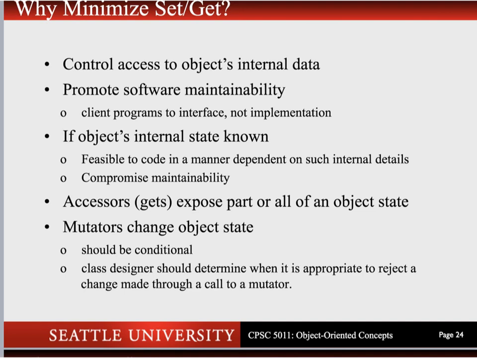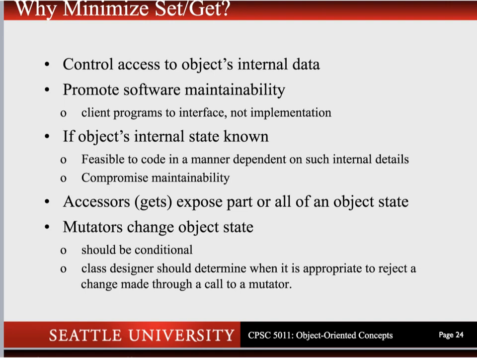Accessors expose part or all of an object state. This can be explicitly defined, for example, in a stack with the empty function, where the client can then check the state of the object, whether it is empty or not, before it calls, for example, the pop function.